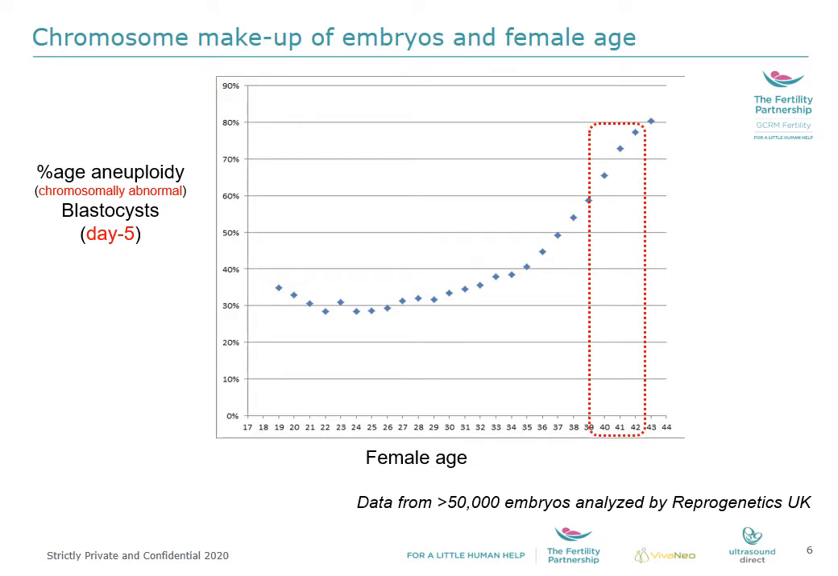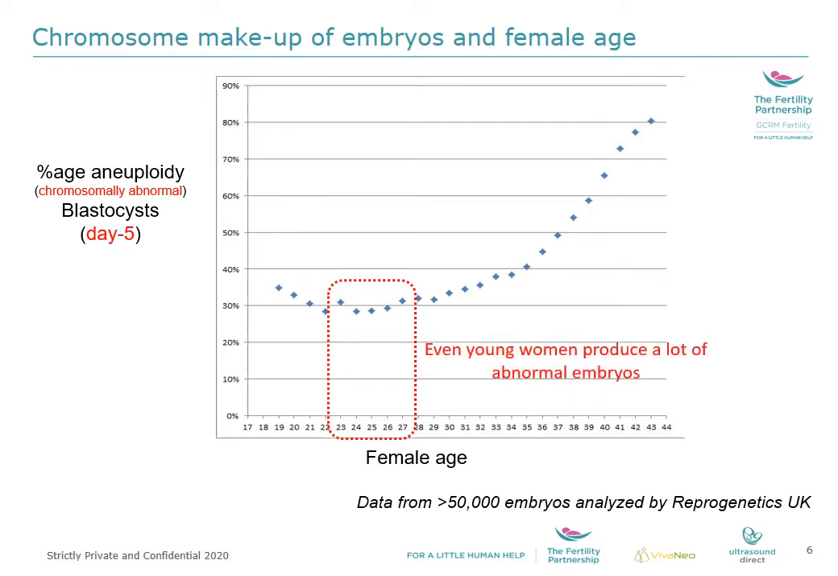So by the time you get to your late 30s, early 40s, 70, 75, 80% of day 5 embryos, the ones that make it to day 5, are chromosomally abnormal. But what this graph also shows is that even women in their early 20s still produce a substantial proportion of chromosomally abnormal embryos. So we as a species, the human species, we produce a lot of abnormal embryos.